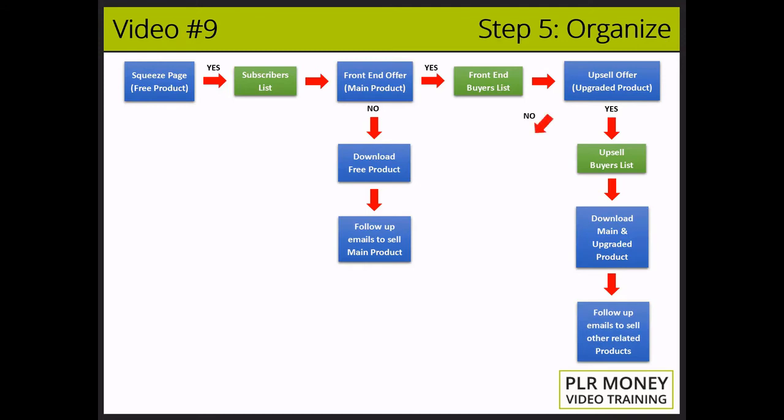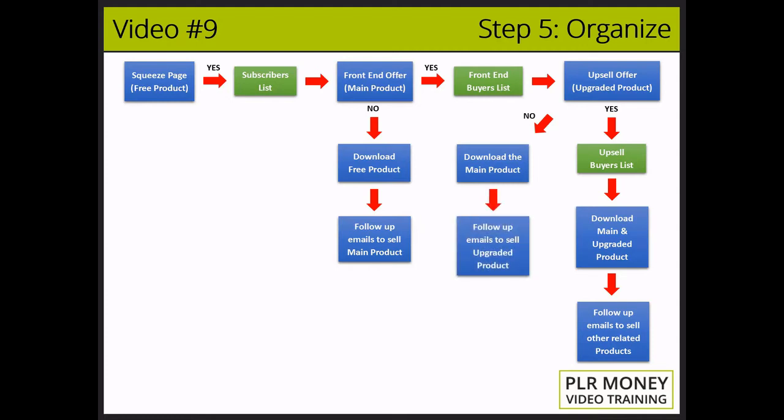If no, the main product buyer decided to not buy your upgraded product, so he was automatically redirected to download his main product purchase. Here, your front-end buyer will keep receiving emails offering your upgraded product, so he can buy it once he is ready or is interested in doing so.